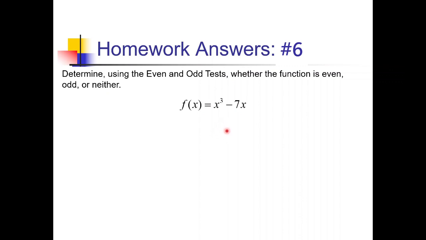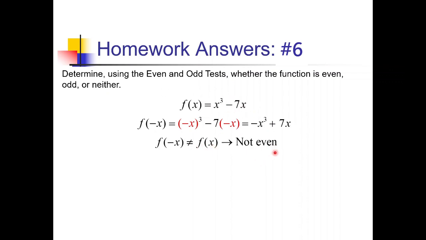For this problem, checking even and oddness, it looks like we have 3 and 1 for our exponents. So we expect that this is going to test positive for oddness, but let's just do all our tests to be sure. So first off, we're going to calculate f of negative x, and while we're doing that, we can check to see if it's even or not. So f of negative x, that's negative x cubed minus 7 times negative x. That becomes a negative x cubed in front, and then this becomes a positive 7x. Since f of negative x here and f of x don't match, this proves, which we kind of already knew, that this is not an even function.